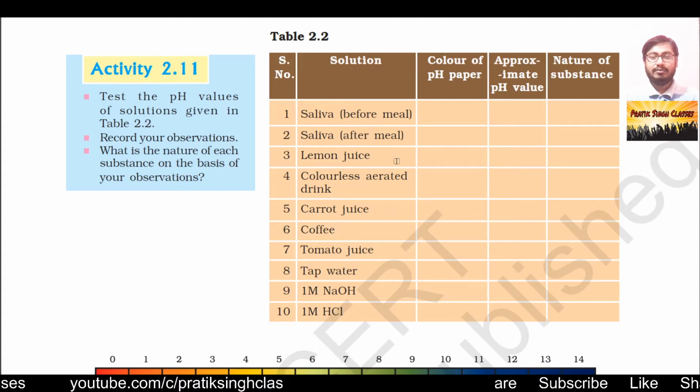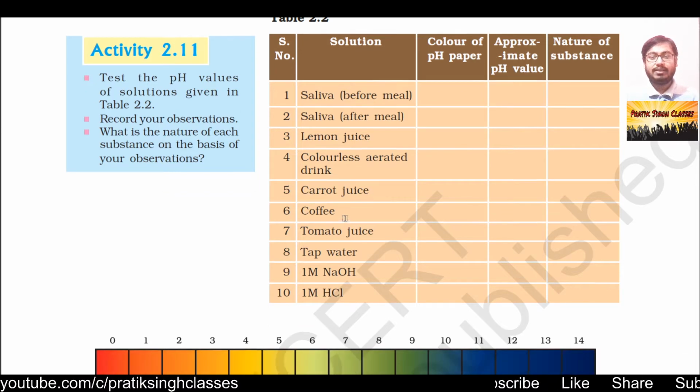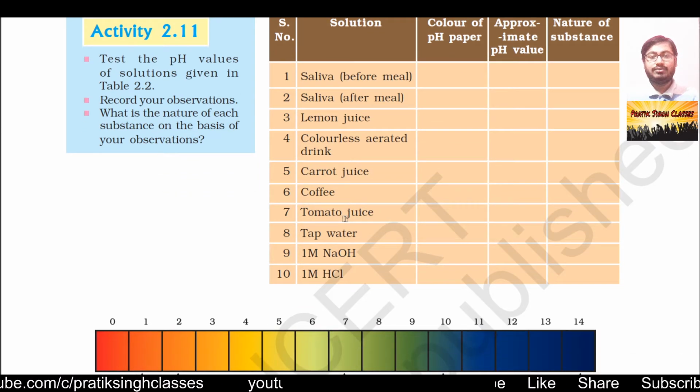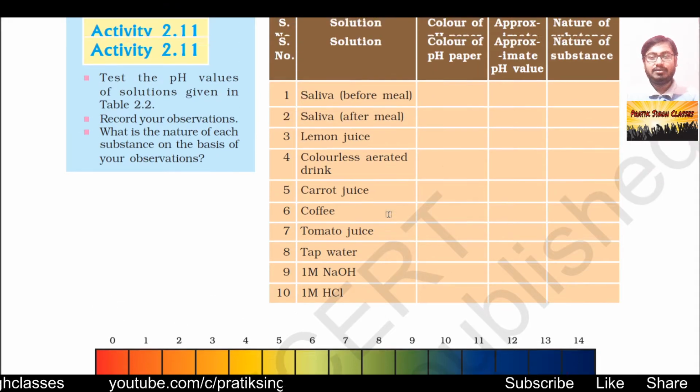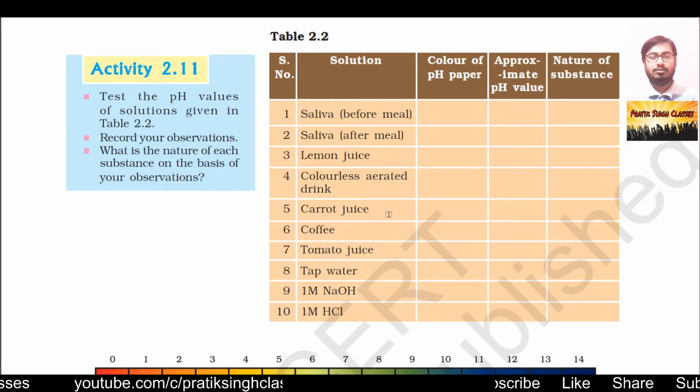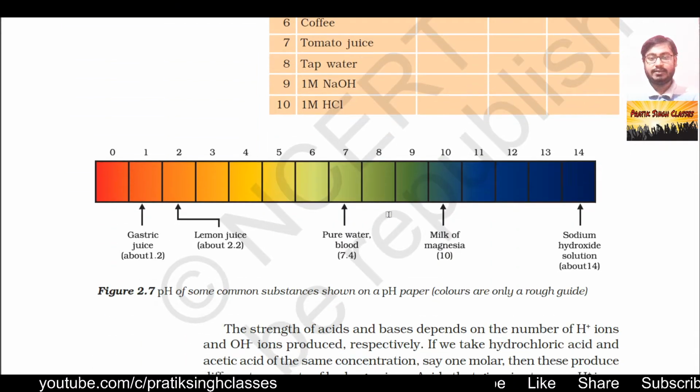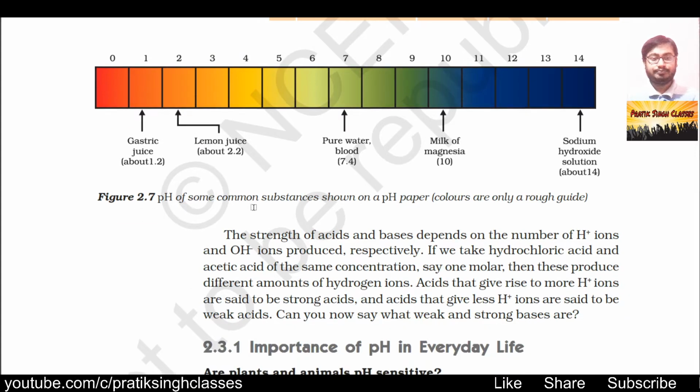Saliva before meal, after meal, lemon juice, colorless aerated drink, then carrot juice, coffee, tomato juice, tap water, 1 molar NaOH, 1 molar HCl. If you can find all these things in the lab, do it and write your observations. Write what you get.